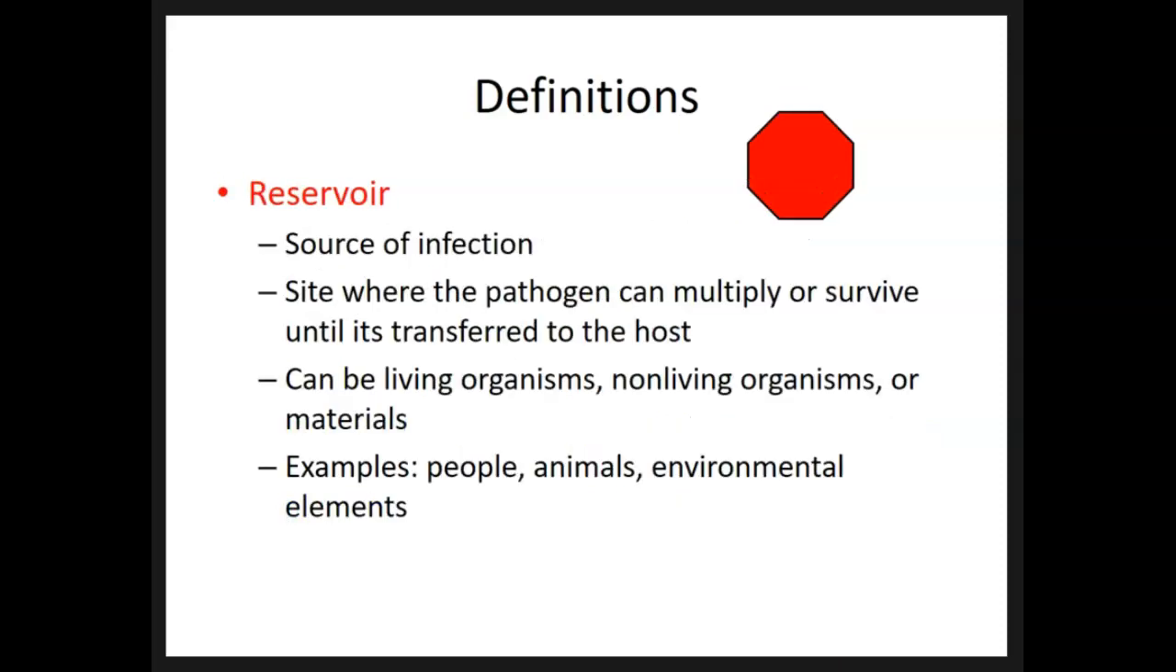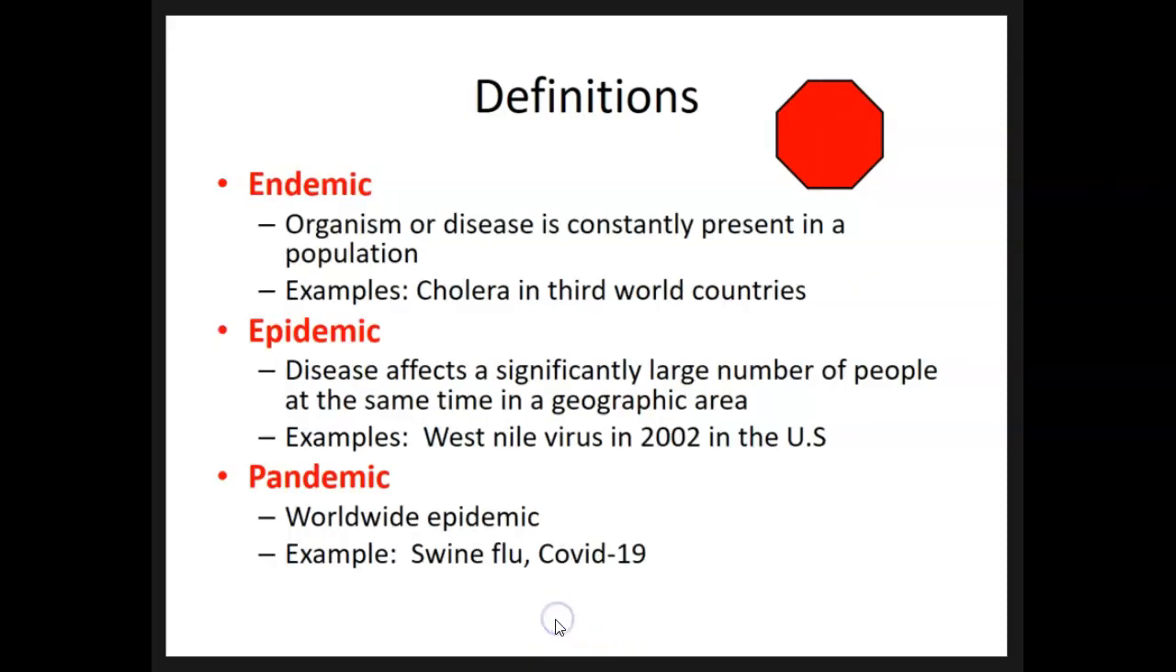The next term is reservoir. A reservoir is the source of infection. It's a site where the pathogen can multiply or survive until it's transferred to the host. This can be a living organism, non-living organisms, or materials. For example, people, animals, or environmental elements, and also fomites. That's spelled F-O-M-I-T-E, and that's an inanimate object like a phlebotomy tray or countertop that can be a source of contamination.